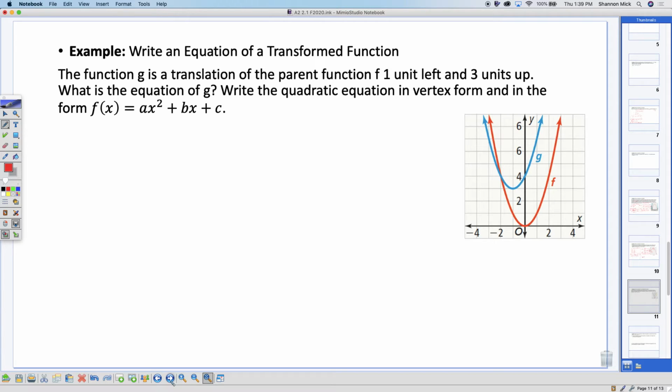So it gives me the vertex. Where's my vertex? Negative 1, 3, because it tells me 1 unit left, right? So I have my h and my k. It didn't tell me a point, did it? So I said you have to use the graph. Well, it has a y-intercept of 4. So now I have an x and a y, correct?